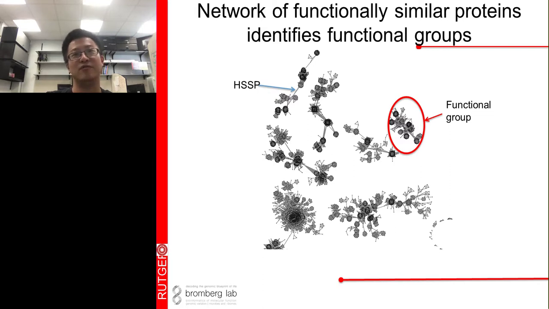So with this tool, I was able to calculate the HSSP score for all of the pairs in the 4.2 million proteins. And then I put all those 4.2 million proteins into this big network. Every two proteins are connected by their HSSP score or distance. In this, you can assume that the proteins with similar function will cluster together, which I can identify later as functional groups. A functional group is just a protein cluster that contains protein members sharing the same function as measured by HSSP.